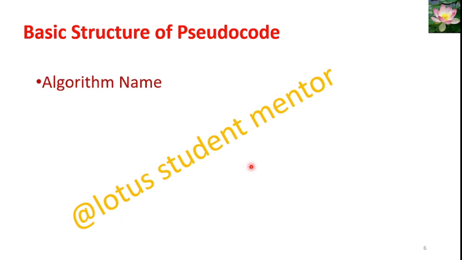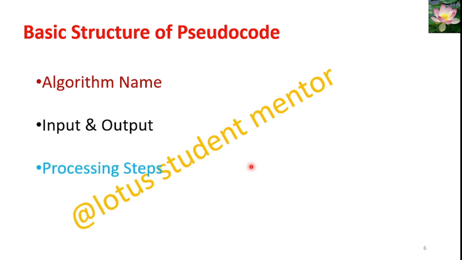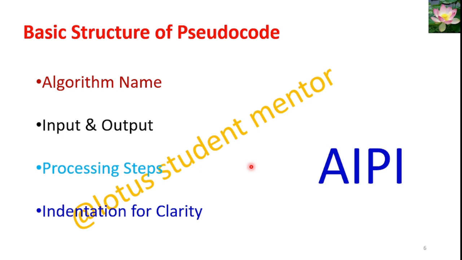Next is the basic structure of the pseudocode. The first one is the algorithm name, the second is the input and output, the third is the processing steps, and the last is the indentation for clarity. These are the 4 structures required. We can call it AIPI: A stands for algorithm name, I for input and output, P for processing steps, and finally I for indentation for clarity.